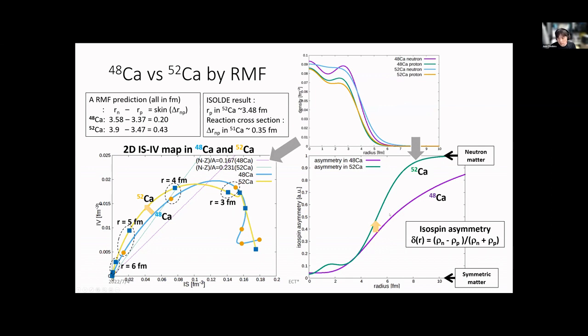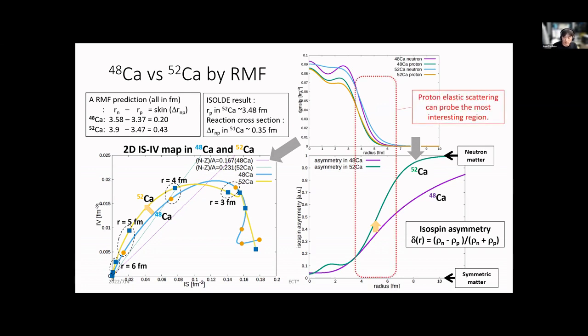The right side is the isospin asymmetry distribution in each nucleus. In the case of calcium-52, the isospin asymmetry is of course very large. So we can assess such neutron-rich matter properties directly if we measure the calcium-52 density. These regions are where our method of proton scattering is very sensitive.